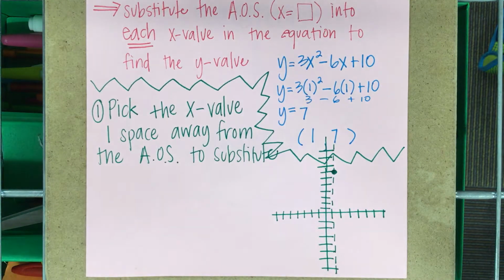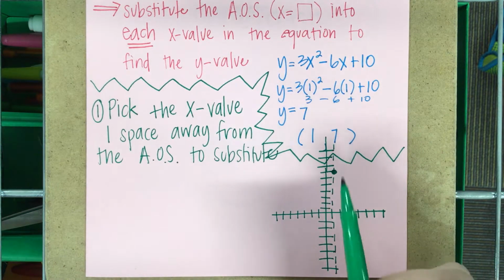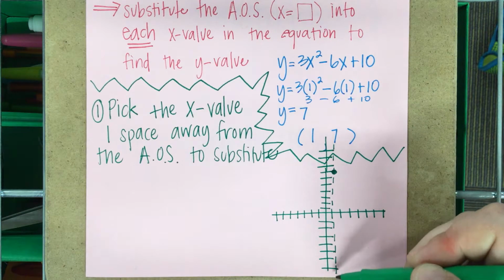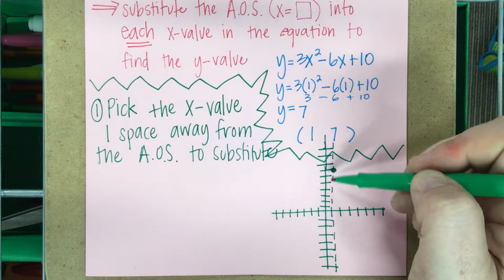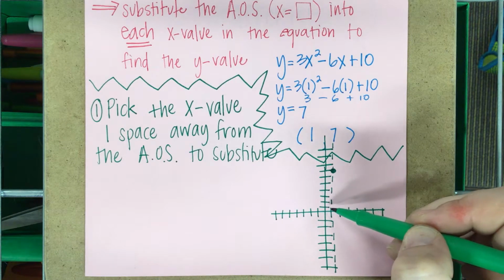So my axis of symmetry was what? It says pick the x value 1 space away from the axis of symmetry to substitute. What was my axis of symmetry? My axis of symmetry was 1. So what x value is 1 space away? 0 or 2.